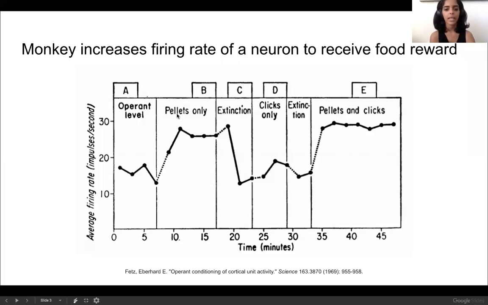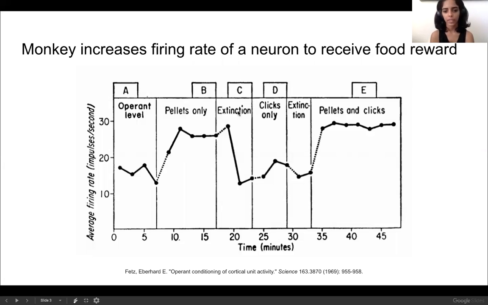The monkey likes to get that. And then what they find is that they're able to teach the monkey to actually control the firing rate of this individual neuron in order to get food. So when the monkey gets food by raising the firing rate of the neuron, it learns to do that, and you can see that the firing rate goes up in this phase. Then there's another phase called extinction, where the relationship between firing rate and food is removed. You may start giving the monkey food at random times, so it doesn't depend on the firing rate anymore. So the monkey will stop controlling the firing rate of that neuron.